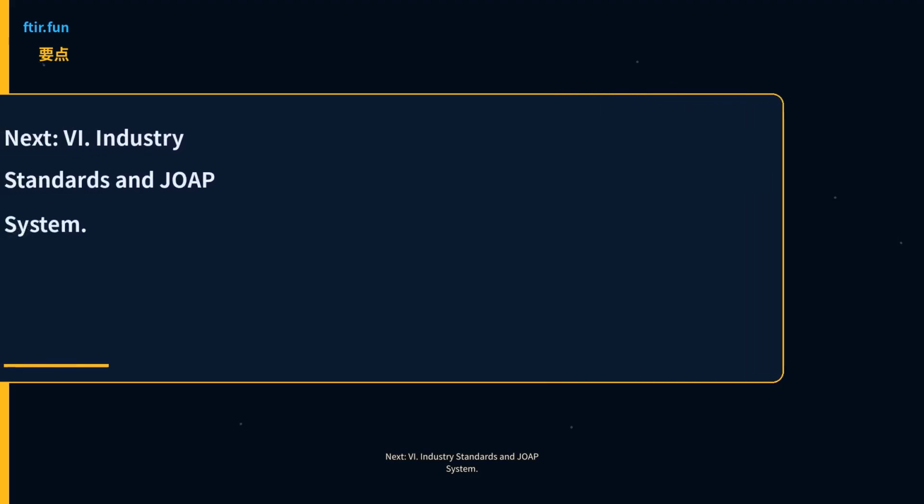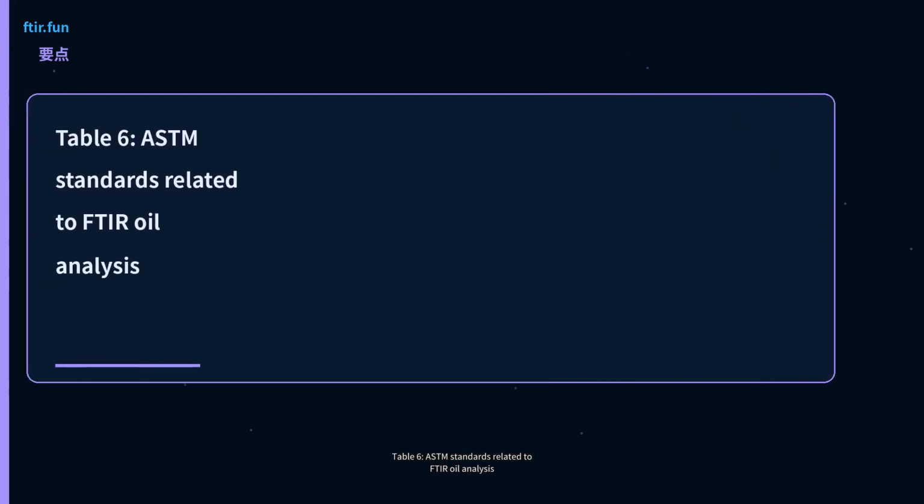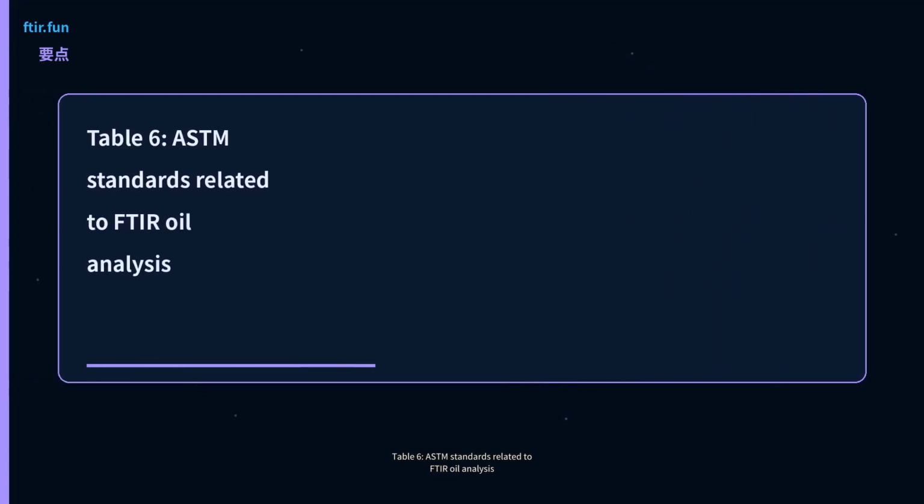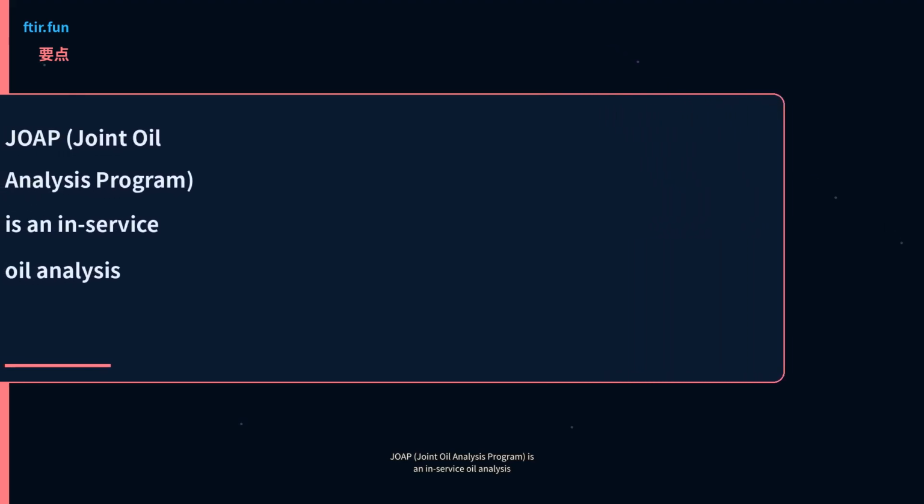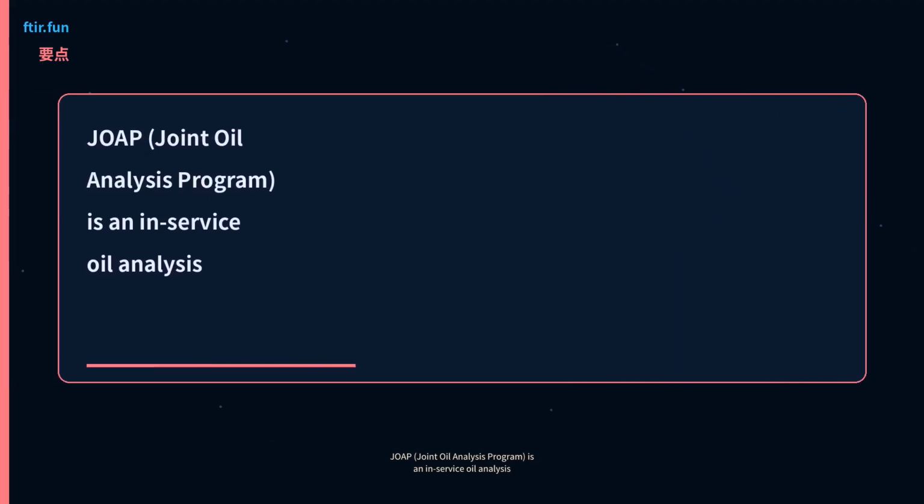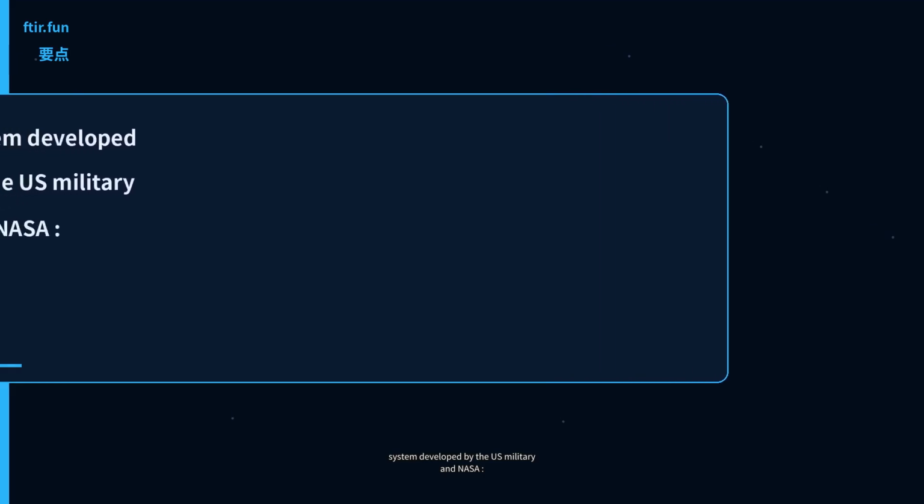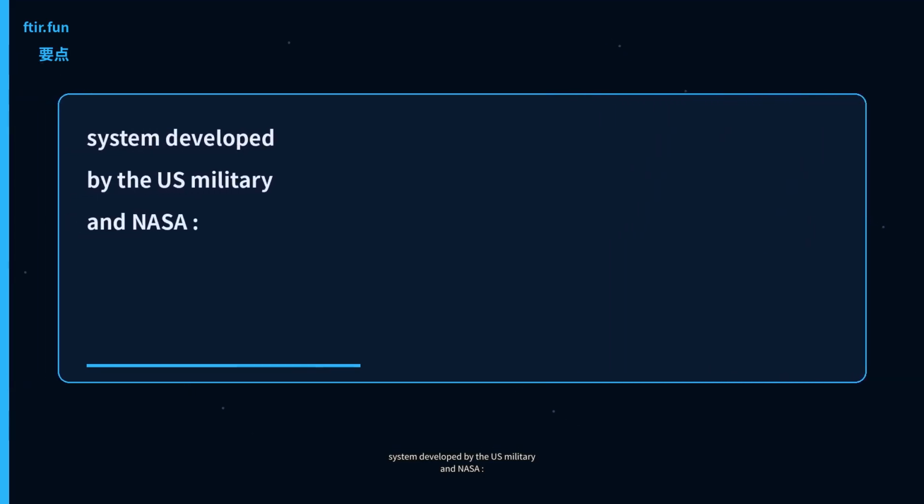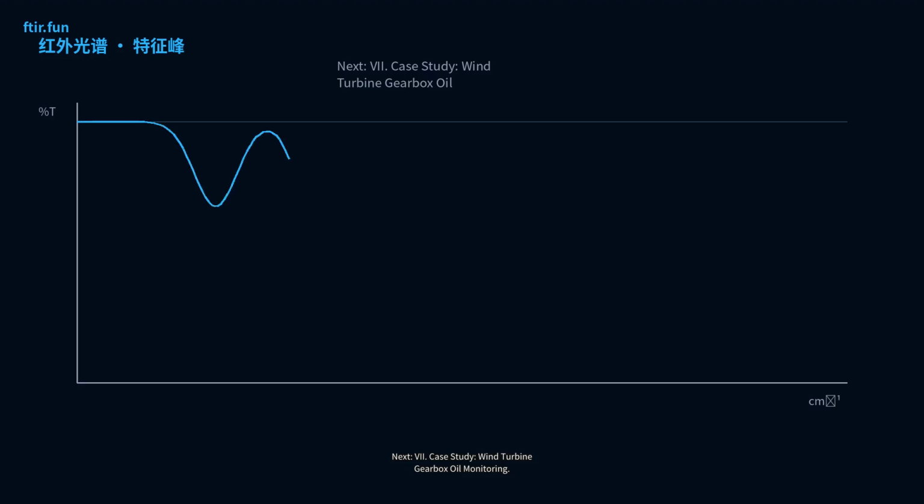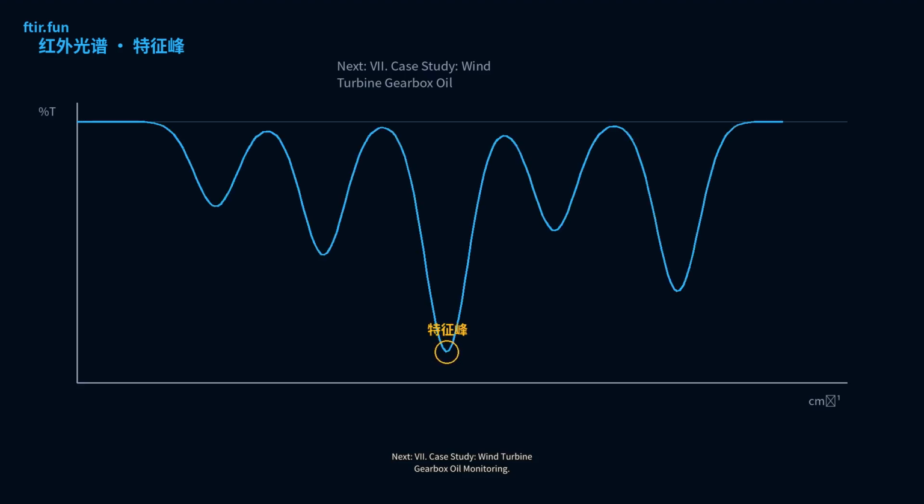Next, industry standards and JOAP system. Table 6: ASTM standards related to oil analysis. JOAP, the Joint Oil Analysis Program, is an in-service oil analysis system developed by the U.S. military and NASA aviation.